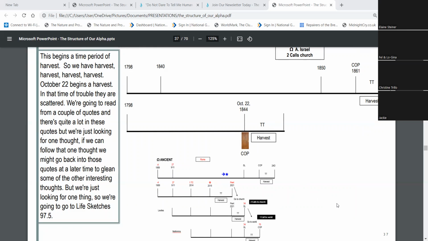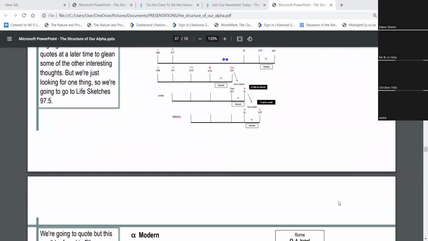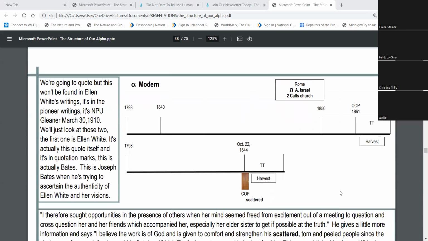So we're going to go to Life Sketches, page 97, paragraph 5. We're going to quote, but this won't be found in Ellen White's writing. It's in the pioneer writings of N.P. Gleaner, March 30th, 1910. We'll just look at those two. The first one is Ellen White. It's actually this quote itself, and it's in quotation marks.